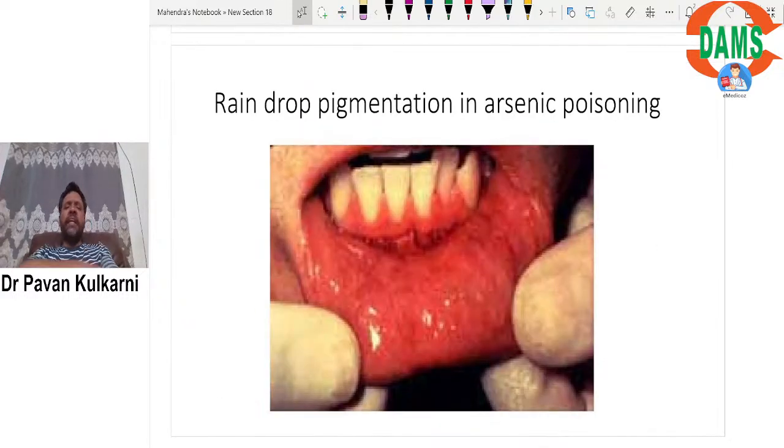Now again, this is another important poisoning, arsenic poisoning. Arsenic also causes very important pigmentation on the skin as well as mucosa, which is called raindrop pigmentation. You have to remember this. Raindrop pigmentation is seen in which poisoning? Arsenic poisoning.